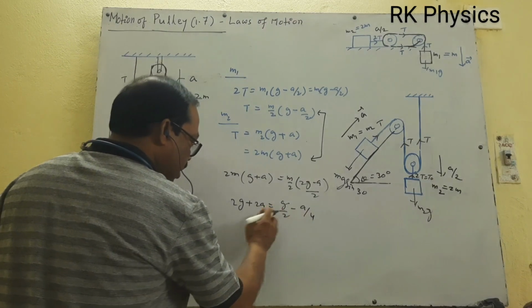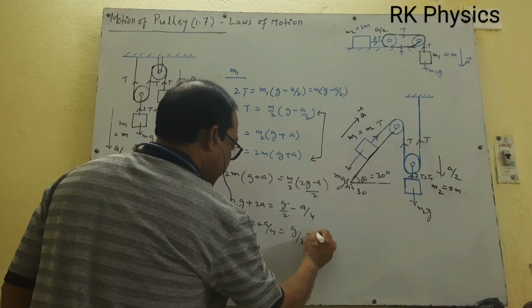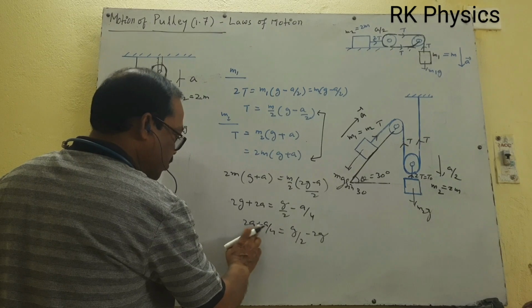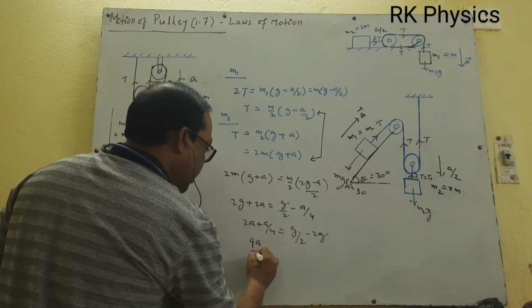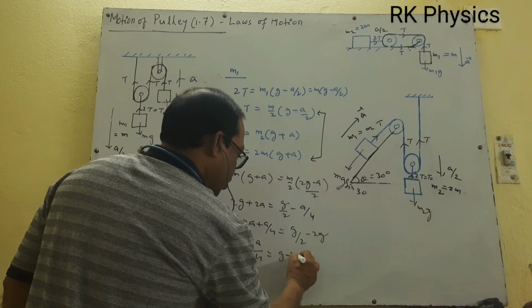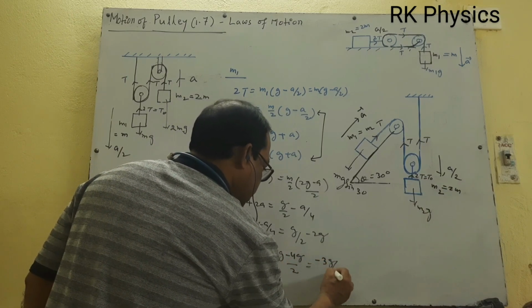Now take out a by 4 to the right, plus a by 4. This is g by 2 minus 2g. So 4 to 8 plus 1, this is 9a by 4. This is g minus 4g by 2. This is minus 3g by 2.